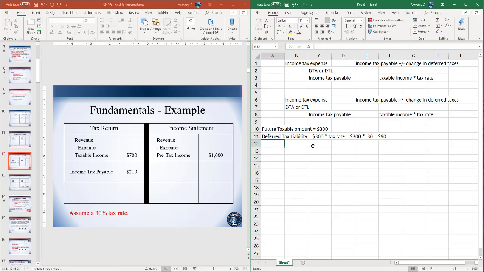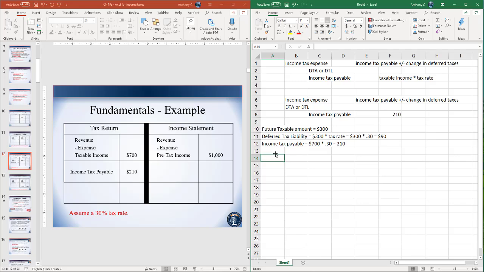At the same time, we can also calculate the income tax payable if we have taxable income and the tax rate. So if we look above at our journal entry, our income tax payable is just equal to our taxable income of $700 times the tax rate of 30%, which gets us to $210. So at this point, we could fill in the income tax payable. It'd be $210.